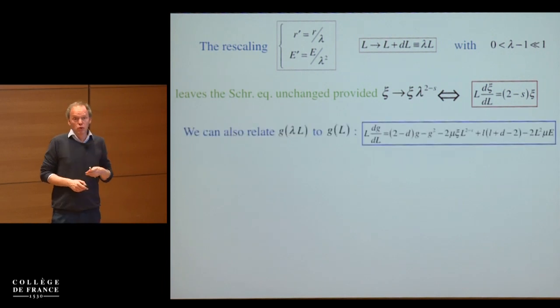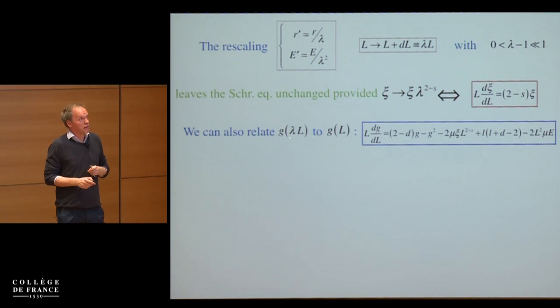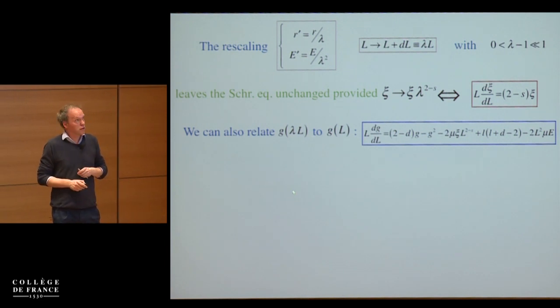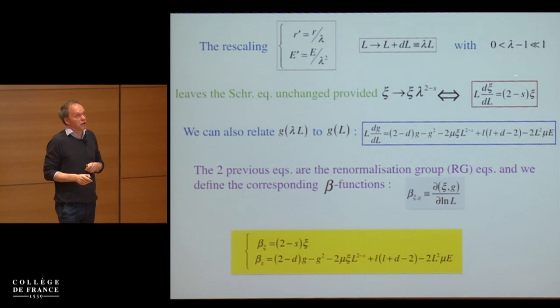Now, you can do exactly the same with this boundary condition function, G of lambda L. You can relate it to G of L, and if you do the same as we did here, this is the equation that you obtain. Okay? And those two previous equations, this one and that one, are called the renormalization group equations of the problem.